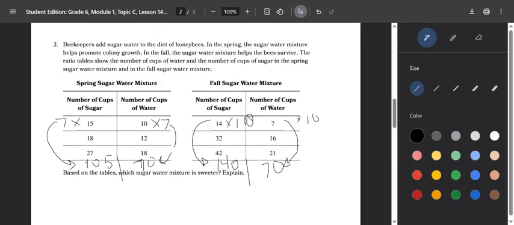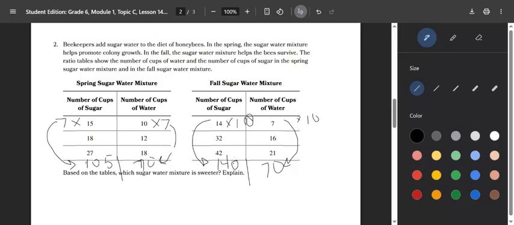So I can clearly see that the fall sugar water mixture is sweeter than the spring sugar water mixture. I used the ratios of the numbers from the first row of each table, 15 to 10 and 14 to 7, to find an equivalent ratio that both use 70 cups of water. So I made it so that they both had 70 cups of water just by making an equivalent ratio.